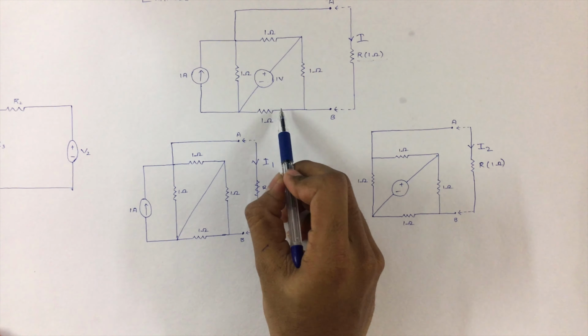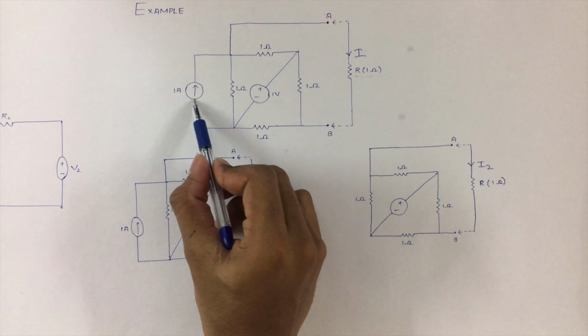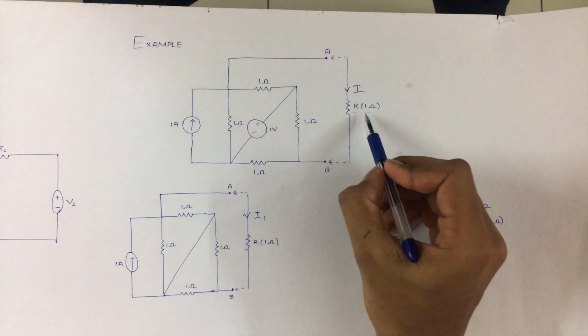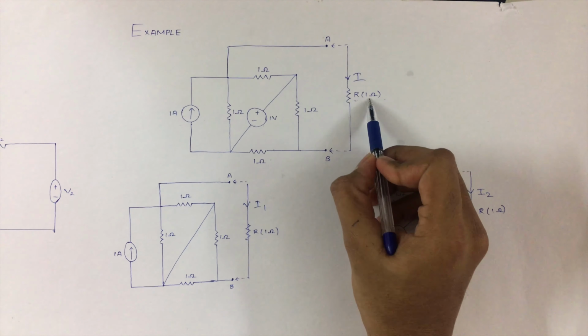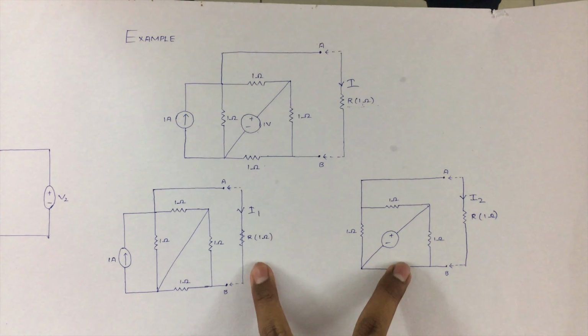So, as we can see in the given example here, there are two independent sources. One of them is a current source and the other is a voltage source. Now, we have to calculate the current I flowing through the resistive element R whose value is 1. So, this is done by considering the following two cases.